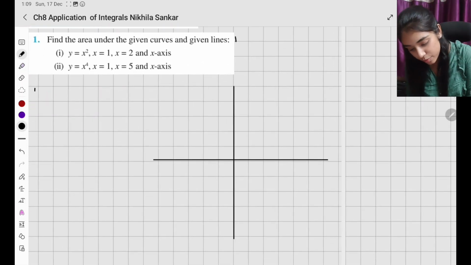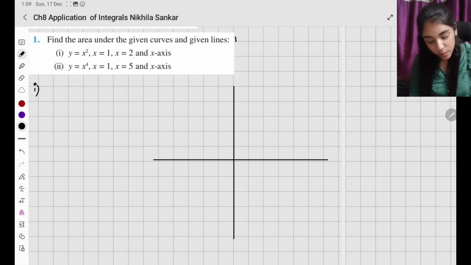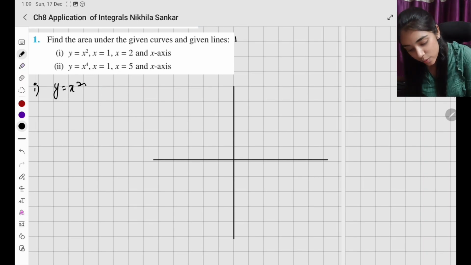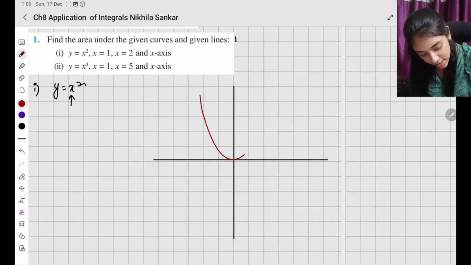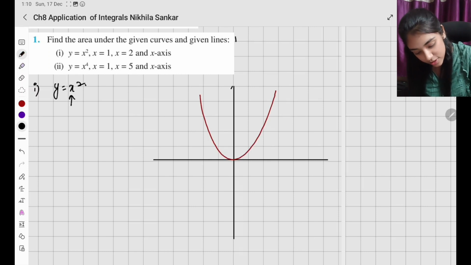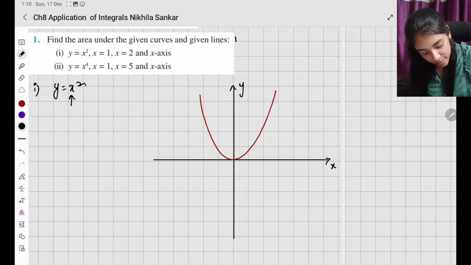Now the first subsection. I have y equals x square. Since it is x square, it is going to be symmetric about the y axis. Correct? So this is how my parabola looks. This is my y axis and this is my x axis. This is going to be the x square equals y curve.